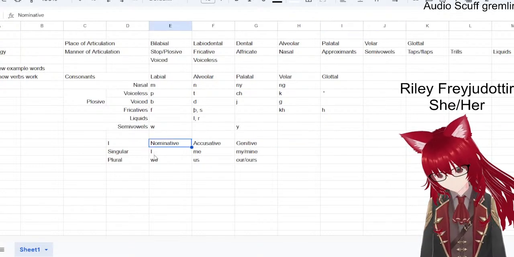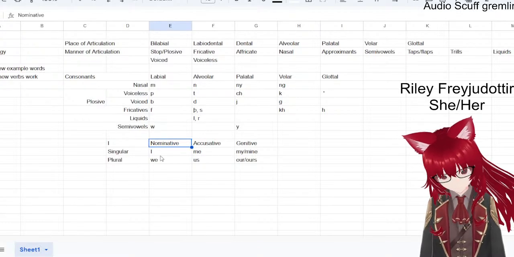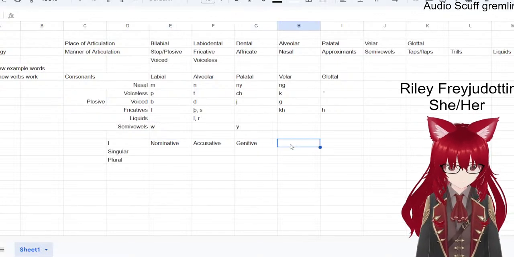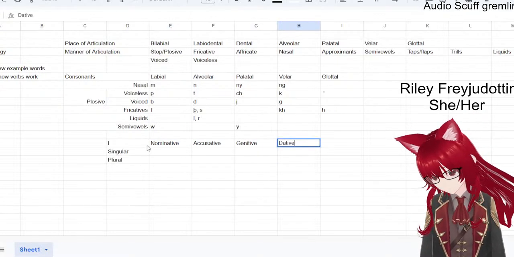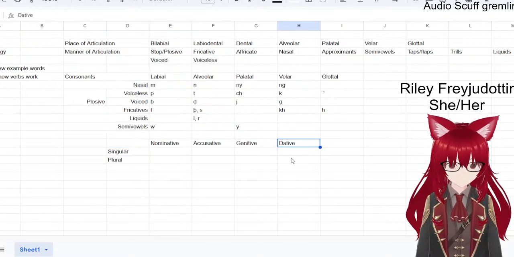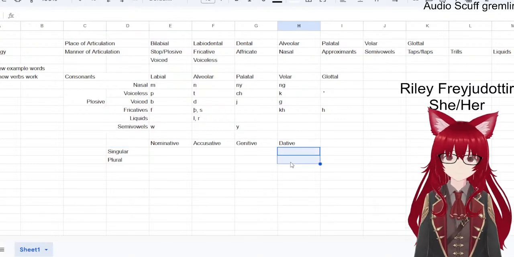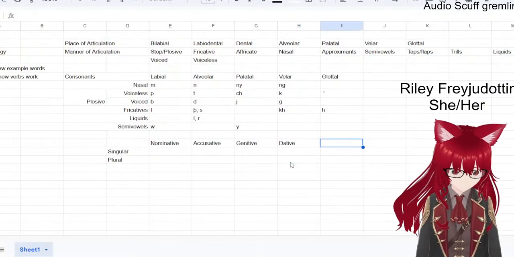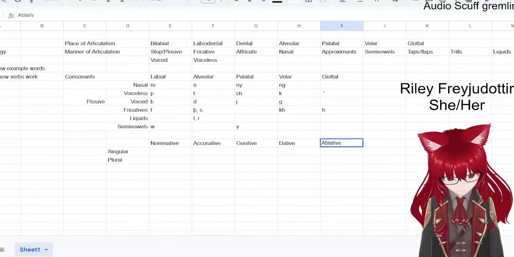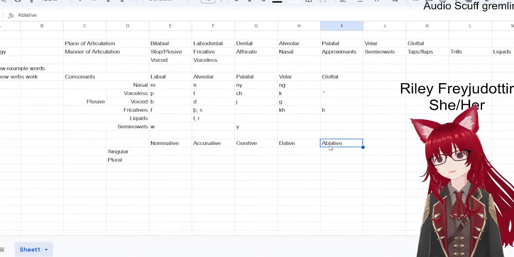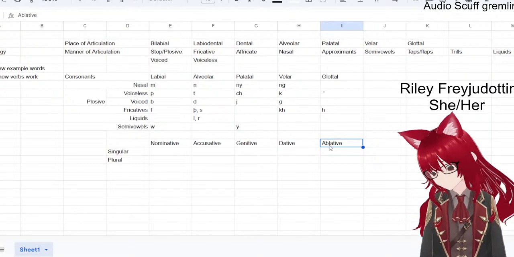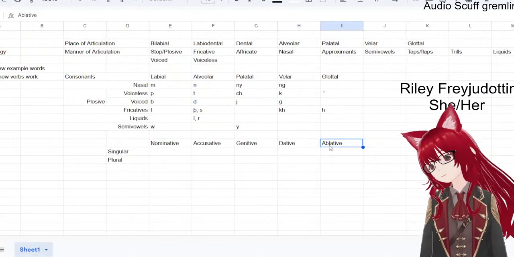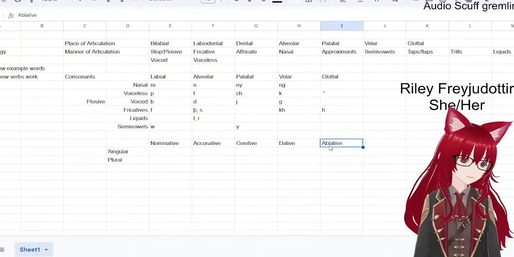So I like this case system, but I actually want one more. It's dative, and dative is used for the indirect object, or for saying something is to something, and ablative, that's saying something is from something. This case system is relatively normally sized for a European language with cases.